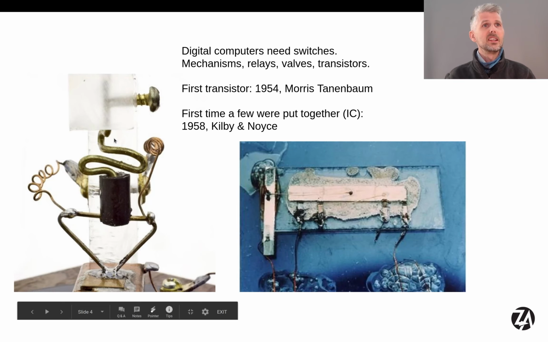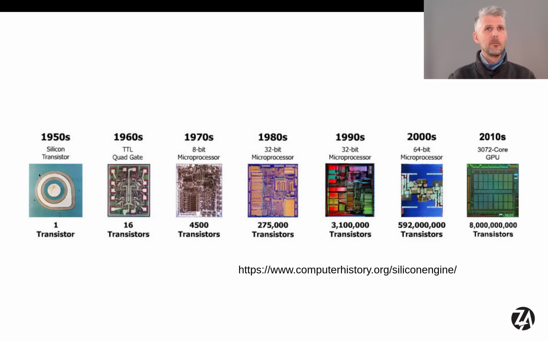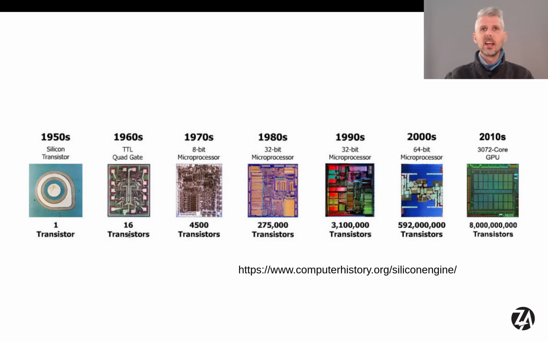Digital computers need digital switches, and the first switches were mechanical, and then we moved on to electromechanical with relays, and then we managed to make them faster with valves and then smaller with transistors. In 1954, we had our first transistor, and by 58 we were putting multiple transistors into integrated circuits. We can see through time how the number of transistors has exponentially increased, although we are getting to the end of that growth now, it seems. And the complexity of the designs has gone up.